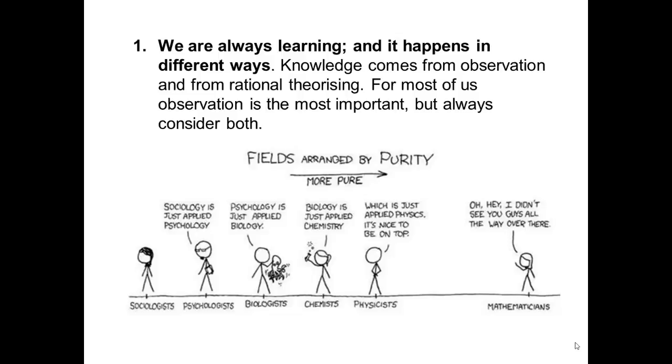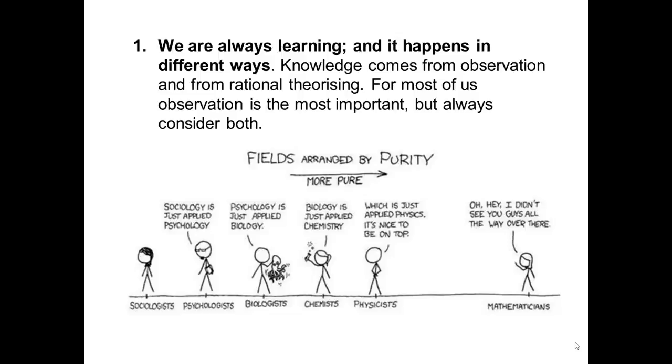So one thing is that we're always learning, and it happens in different ways. We gain knowledge from both observation and rationalisation, and in most domains we need to consider both: what the empirical data is telling us, but also what our theoretical framework and models are. How important each is depends quite often on what domain you work in.